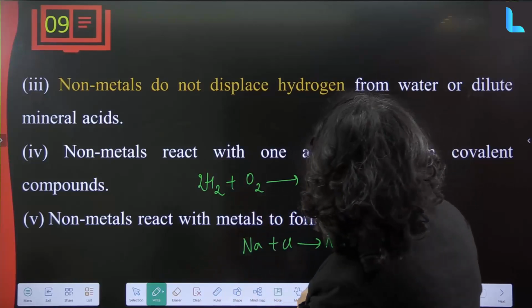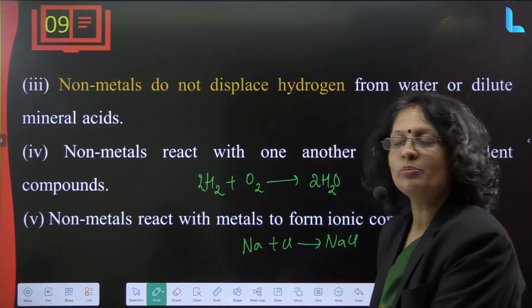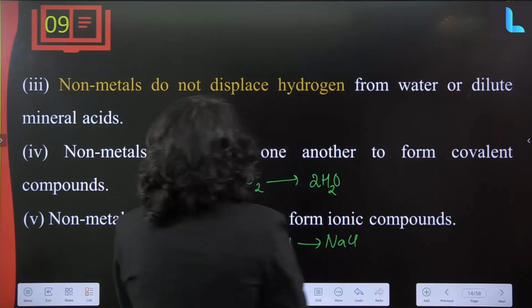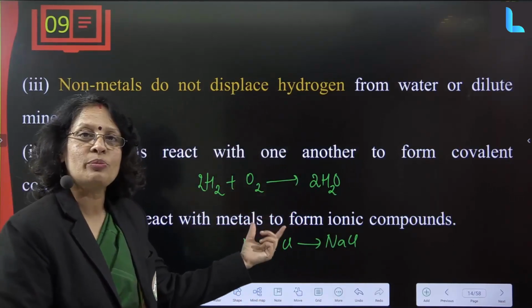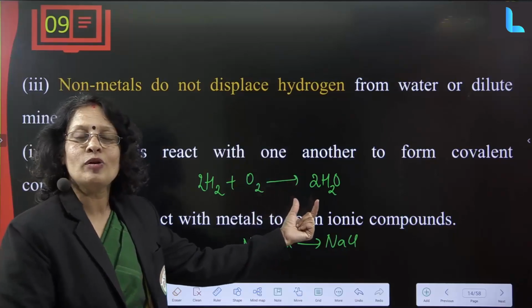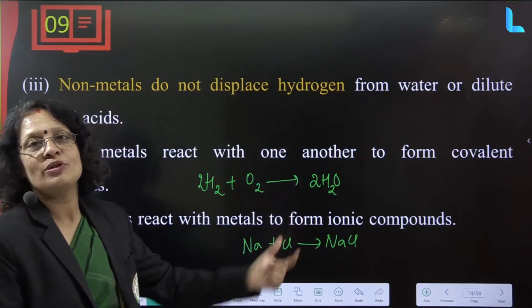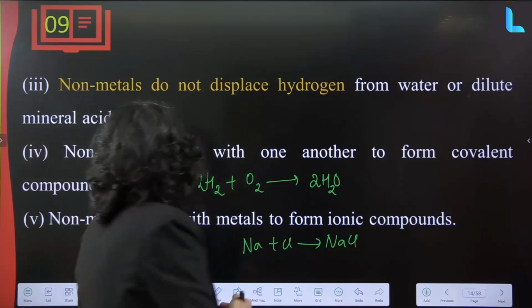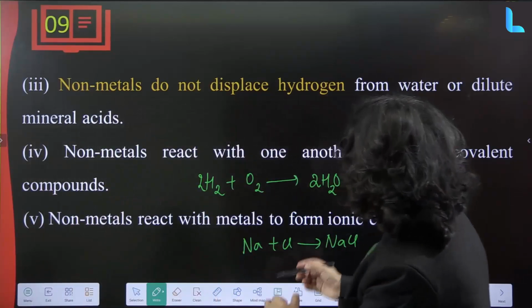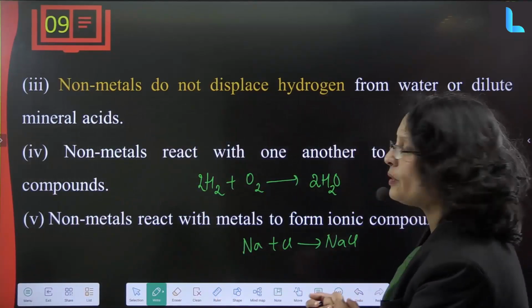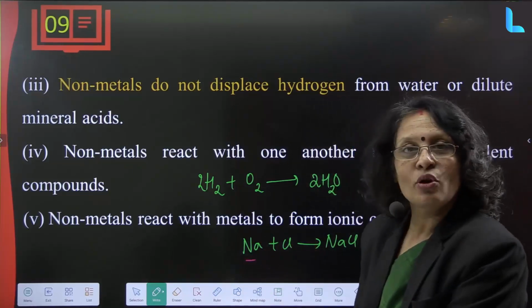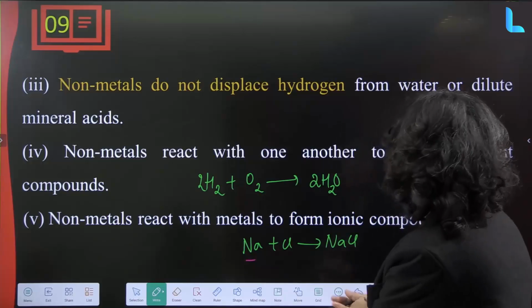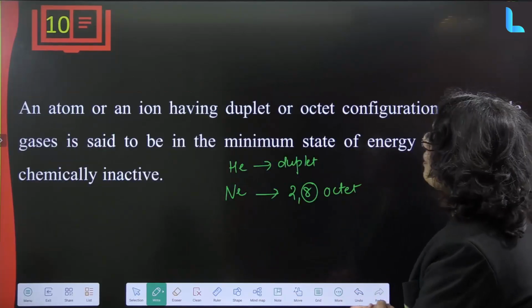Then non-metals react with one another to form covalent compounds. When two or more non-metals combine, you get a covalent compound. Like hydrogen and oxygen, both are non-metals, they bond together covalently and the compound obtained is water. Then non-metals react with metals to form ionic compounds. Like sodium is a metal and chlorine is a non-metal. When they combine, you get sodium chloride, which is an ionic compound.